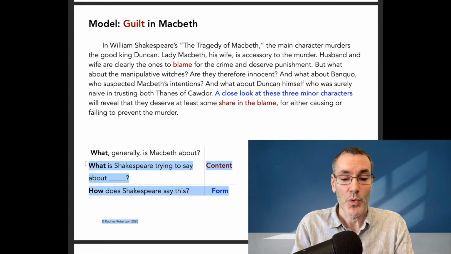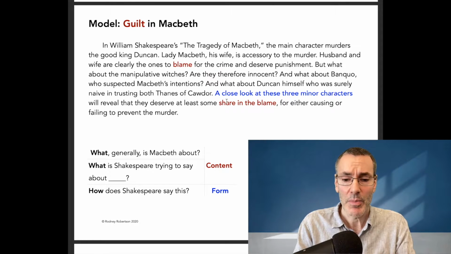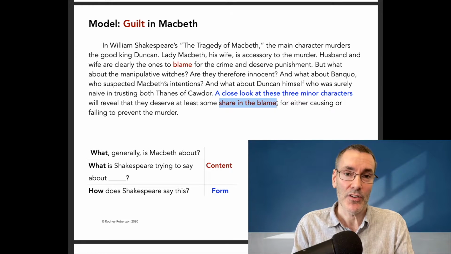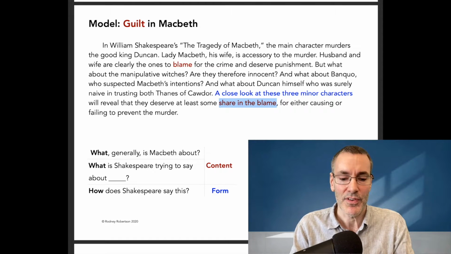Then they ask the question, what is Shakespeare trying to say about guilt? And then they unpack that. And they come up with the fact that other characters share in the blame. It's not just Lady Macbeth and Macbeth that share the blame. It's an interesting approach because it's not an obvious approach. It defies the popular opinion, as we talked about in previous videos.